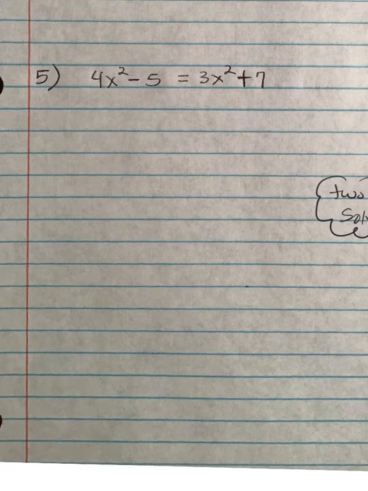Okay, so if we're solving by algebra, we want to get all the quadratic terms on the same side. So I'm going to subtract 3x squared from both sides. And that gives me 1x squared, or x squared minus 5 equals 7. Then remember, we want to isolate the quadratic term, so I want to undo subtracting 5 by adding 5 to both sides.